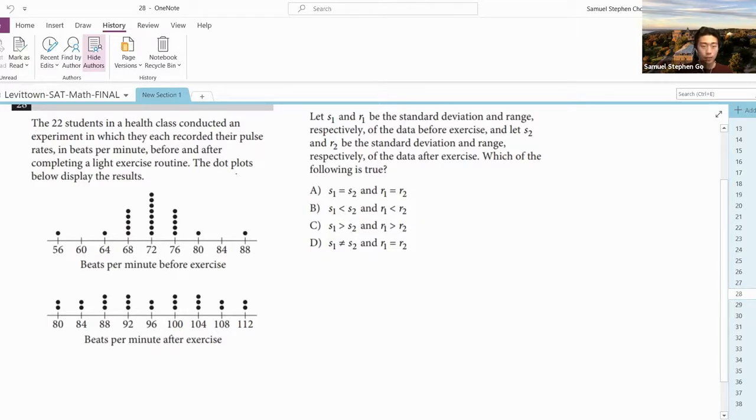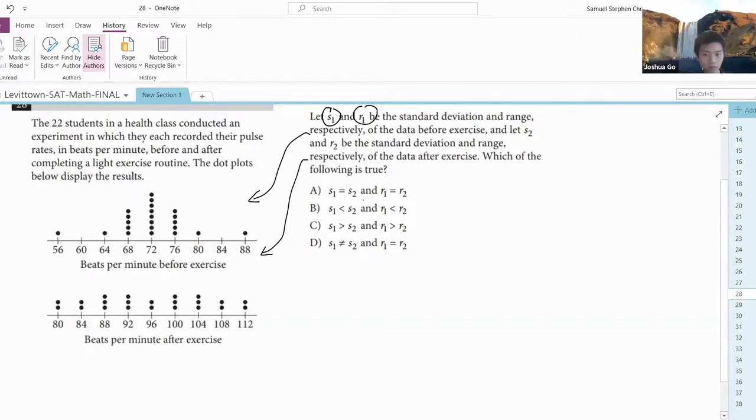The dot plots below display the results. Let S1 and R1 be the standard deviation and range of the one before, and S2 and R2 for the second one. Which of the following is true? This is a pretty straightforward problem. I will just start with the S1 first.